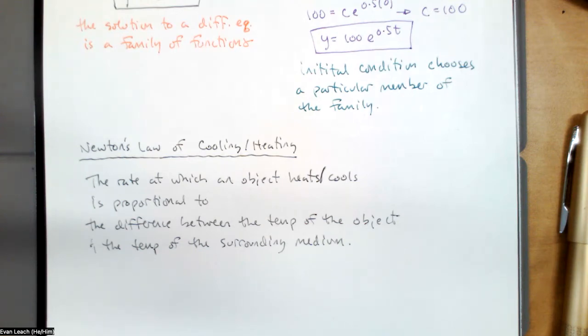The rate at which an object heats or cools is proportional to the difference between the temperature of the object and the temperature of the surrounding medium. If you take a hot potato out of the oven and stick it on the counter, it will be cooling slower than if you take the hot potato out of the oven and stick it in the freezer.